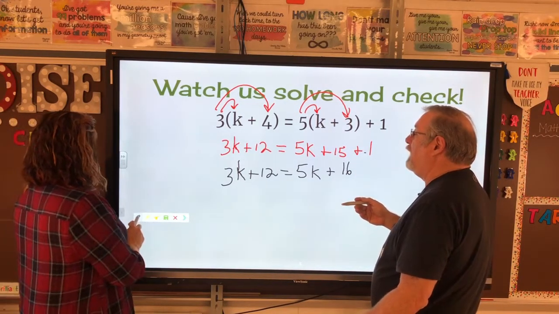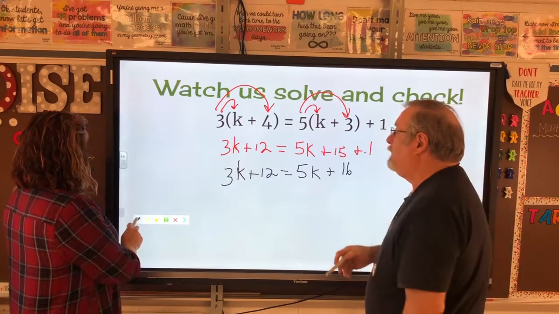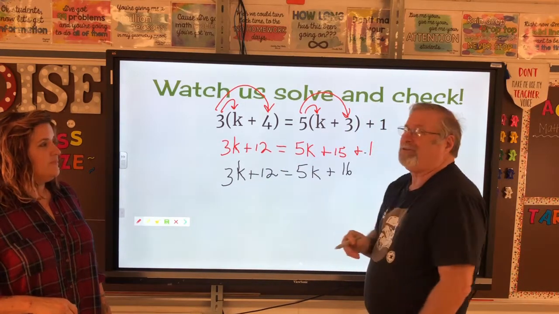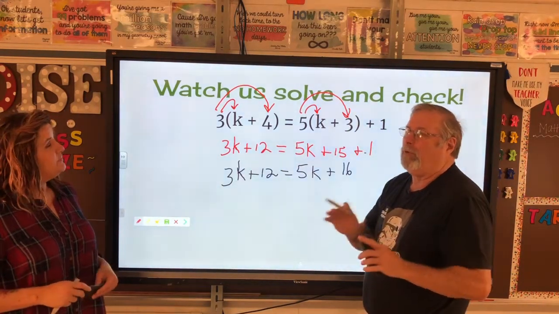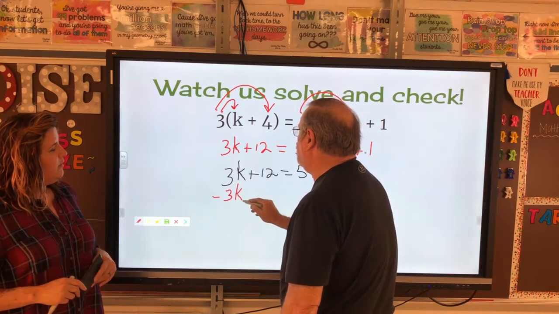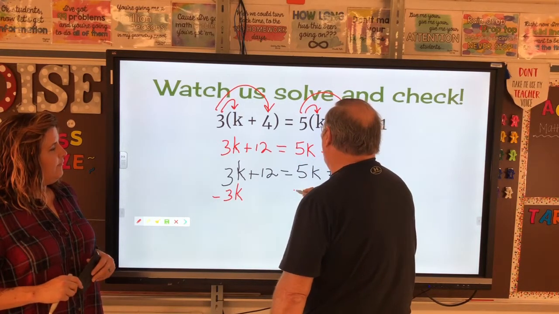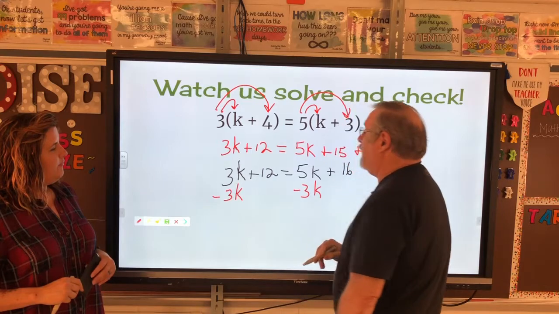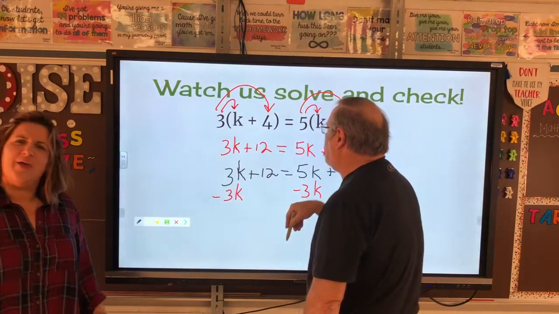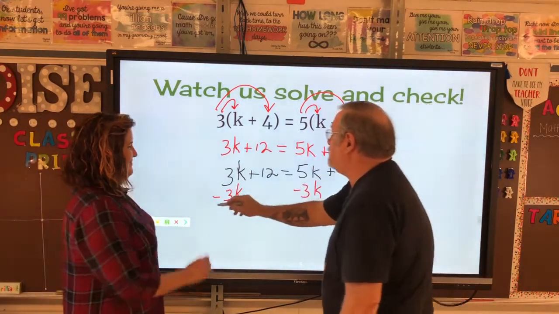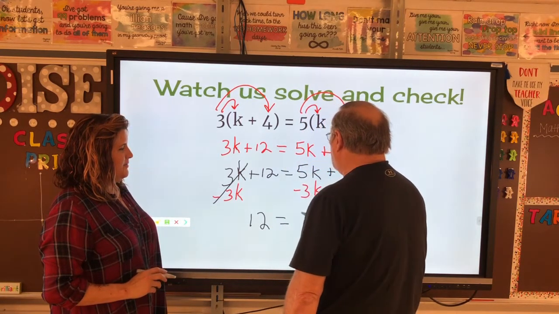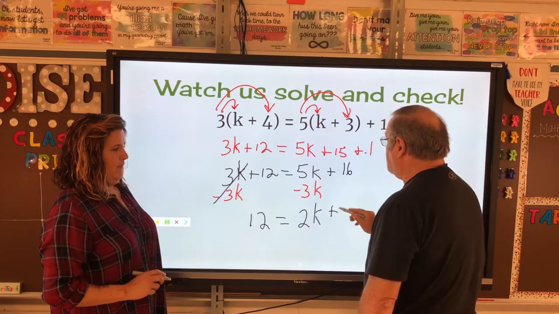So now I have to get the variable to one side. I like to work with smaller numbers. I don't like negative numbers. So if I can avoid negative numbers, I do everything I can to avoid them. So I'm going to get rid of this 3k, and to do that, I'm going to have to do it over here too. So this ends up being 12 equals, this becomes 2k plus 16.